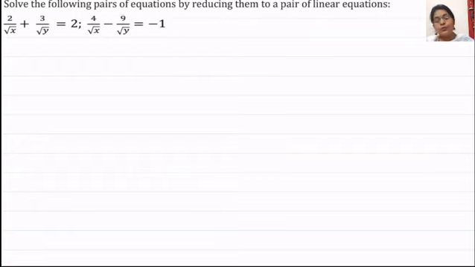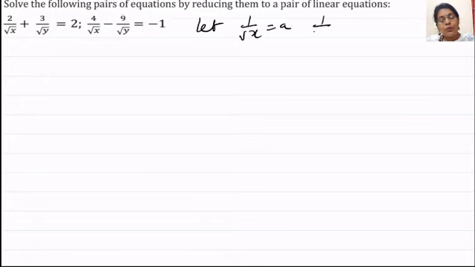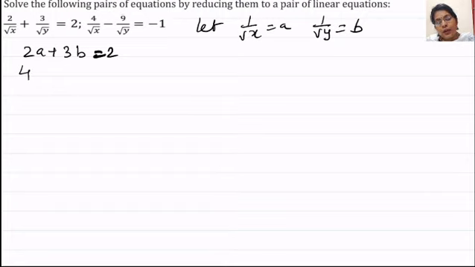So we will assume that let 1 upon root x is equal to a and 1 upon root y is equal to b. So what will be our first equation? Our first equation will be 2a plus 3b is equal to 2 and 4a minus 9b is equal to minus 1. These are our two equations.